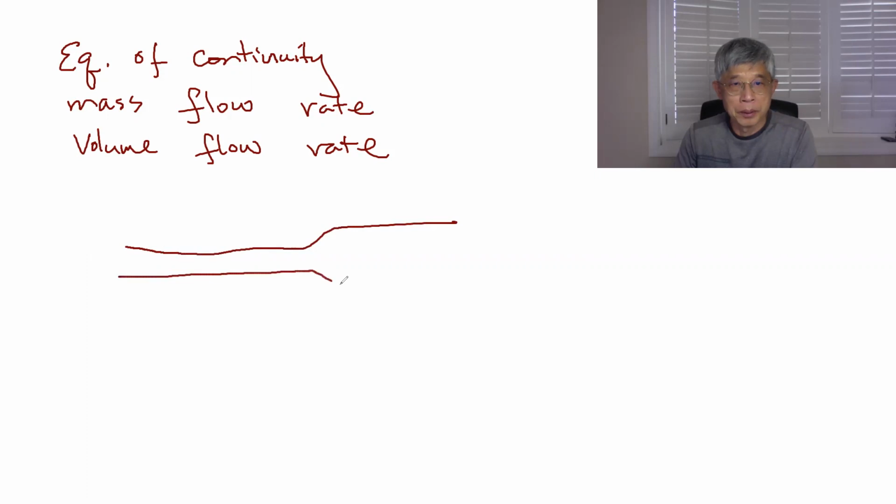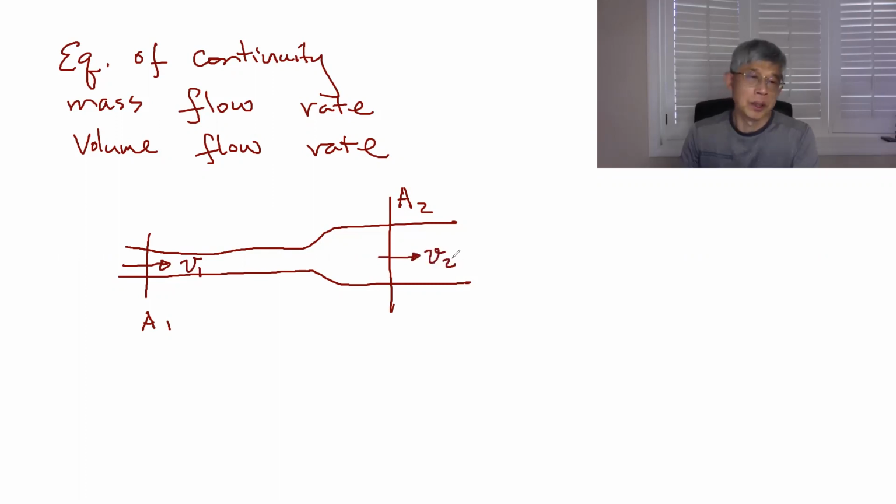a pipe and you have different cross sections, let's say this cross section is A2 and this cross section is A1, and you expect this fluid has velocity V1 and then velocity V2. Okay, so we're going to assume it's incompressible, right?